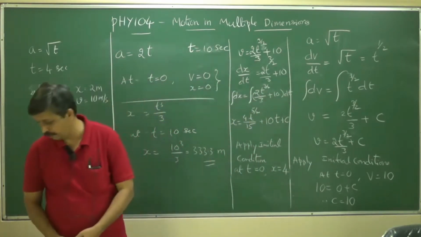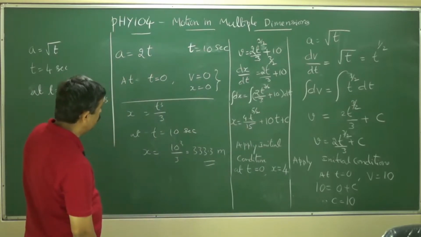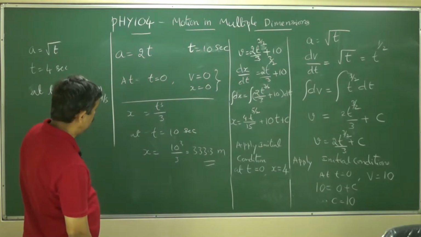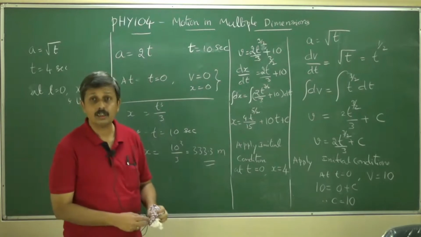X is equal to 4. That is our initial condition, correct? X is equal to 4 or 2? What did I give in the question? X is equal to 2.